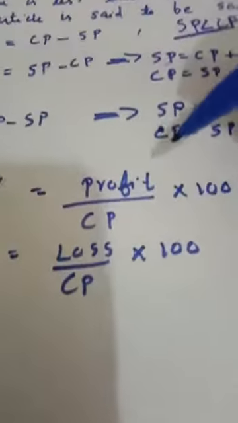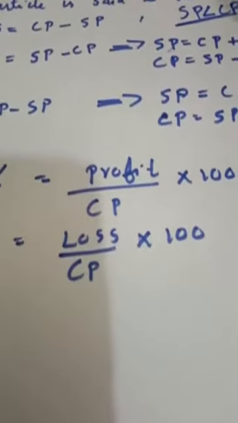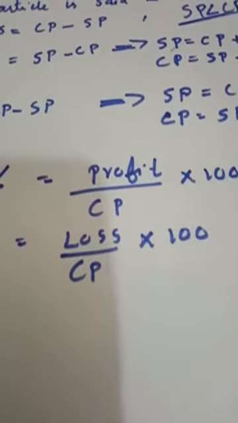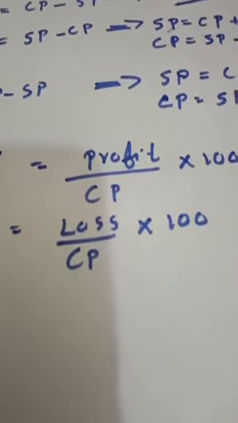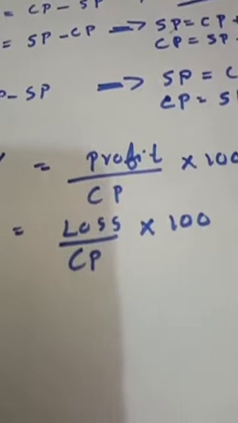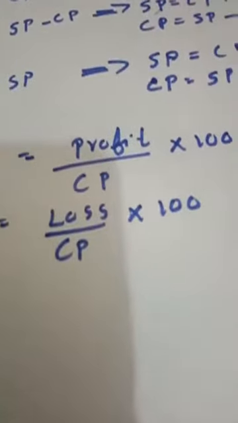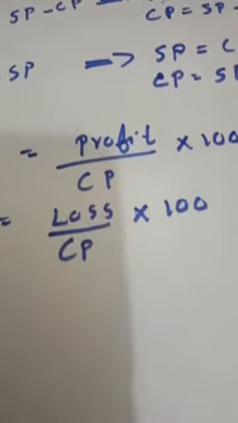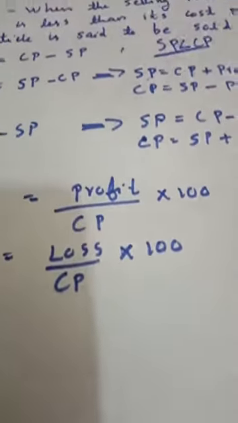In the previous lesson, you already learned how to find a percentage: a required number by its original number into 100. So profit percentage is profit by CP into 100, and loss percentage is loss by CP into 100.